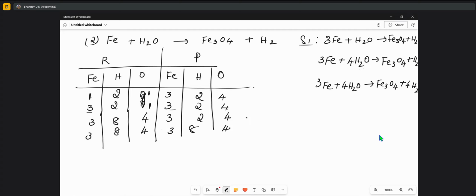And after balancing, if you know the states, write that also. Here iron is solid, this is liquid, right? So you'll get Fe3O4, which is also solid, plus 4H2, this is a gas. If you know the states also, write them. Sometimes they ask in the exam, write the balanced equation with states. Then you have to do that, and only then will they give marks.